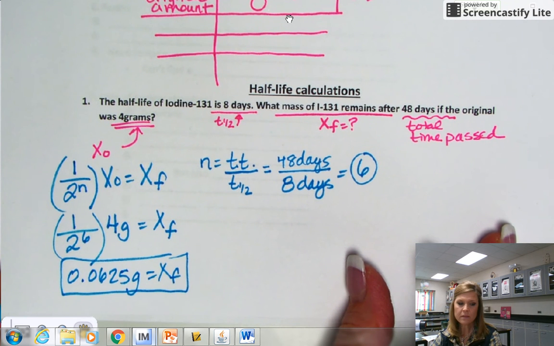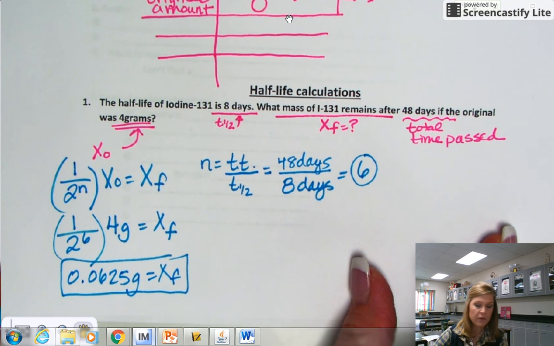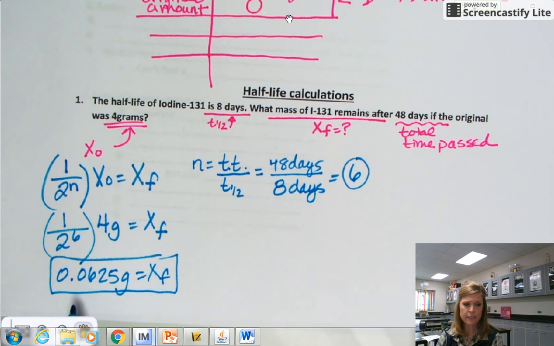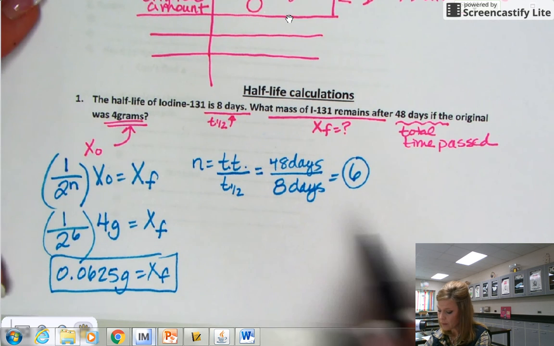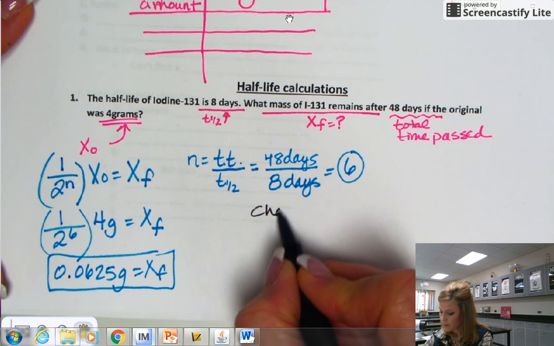All right. And with these, you don't really have to worry so much about significant figures because you are going to get some very small amounts here if many cycles have passed. So we'll just say 0.0625 grams. Now, let me show you how to do that using the chart method. So, chart method.